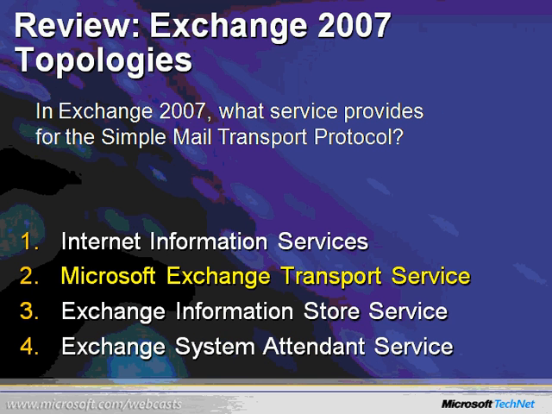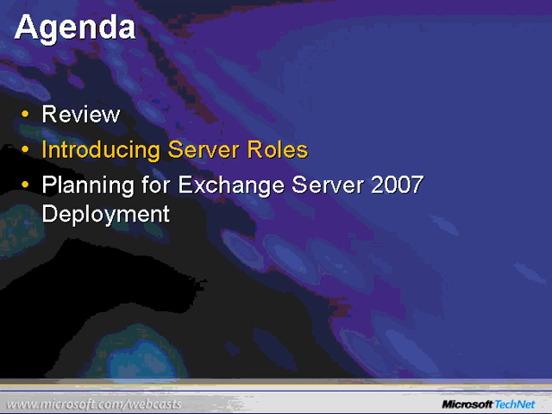If you look at the SMTP protocol in 2007, we are no longer dependent on the Windows Server SMTP stack. Instead, we've written our own, and that is part of the Exchange Transport Services. So when you look at the list of services, you're going to see Exchange Transport Service, and that's the piece that manages SMTP for Exchange 07. All right? So that's a quick review of what we discussed on Wednesday. Let's jump into today's agenda and start with the server roles that exist in Exchange 2007.